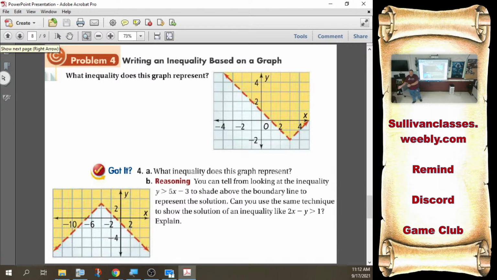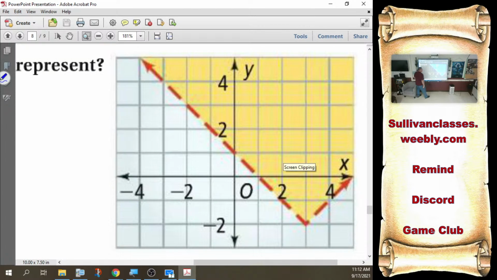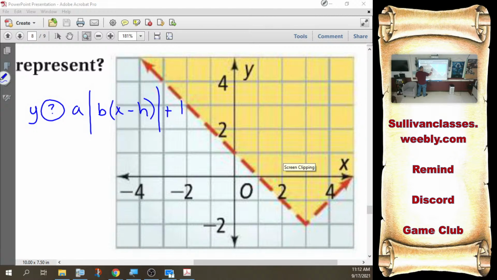Here was a bunch of inequalities, graph them. Now, here's a graph of an inequality. Tell me what it is. So we're going to just do the opposite of it, flip it around and say, well, it's an absolute value graph. So I know that I'm going to have y and inequality. I'm going to have this, a, b, x minus h. That's its form. I just got to put the right things in the right spot.